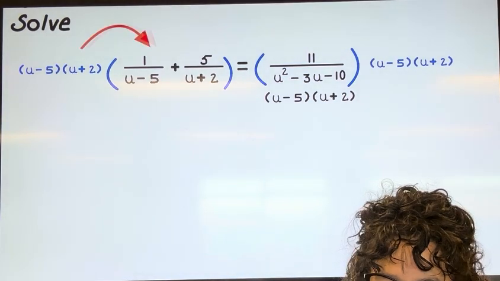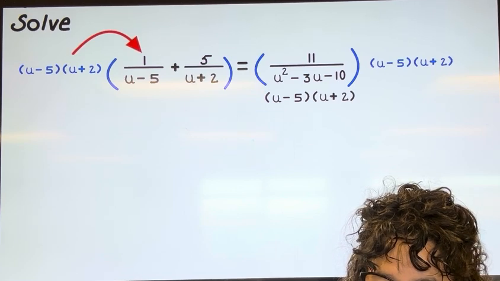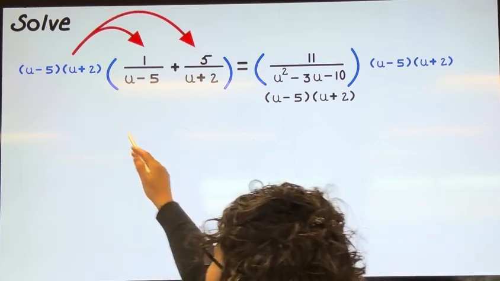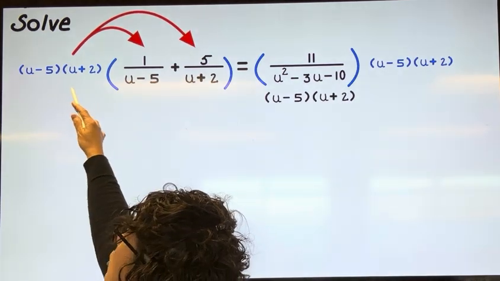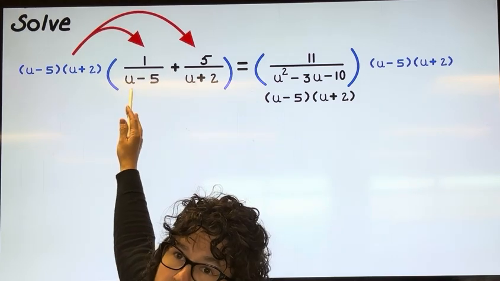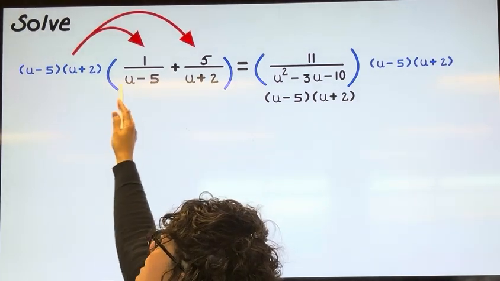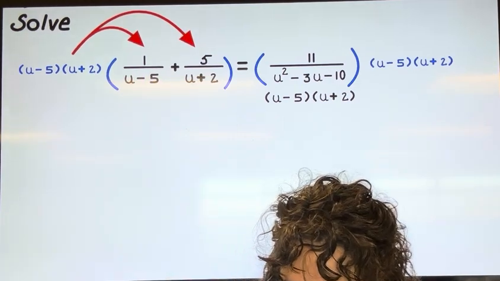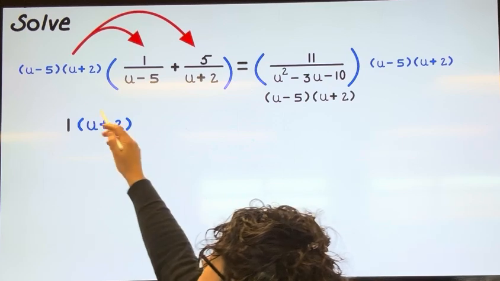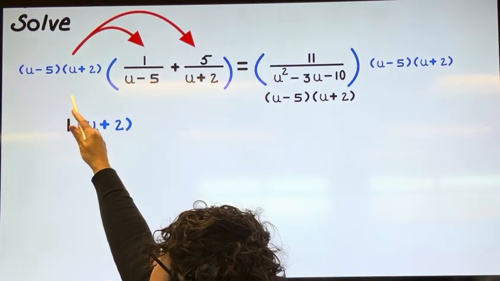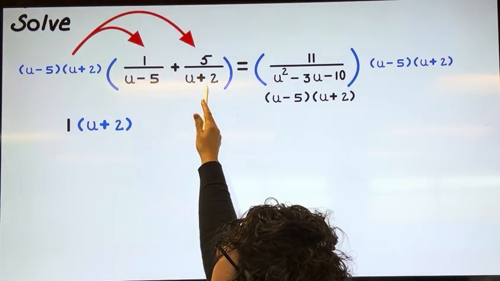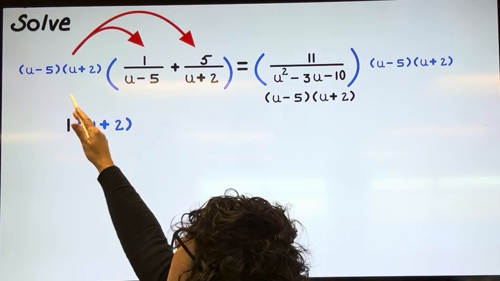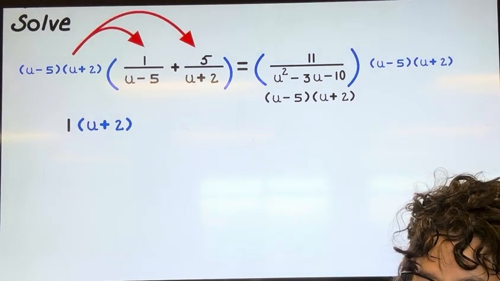Okay, so let's say here on the left side, I need to distribute this through. Now when you multiply what's in blue times this first fraction, the u minus 5's cancel, and you're left with a 1 and a u plus 2. Okay, then if you distribute what's out front here in blue times the next fraction, the u plus 2's cancel, and you're left with a plus 5 and a u minus 5.